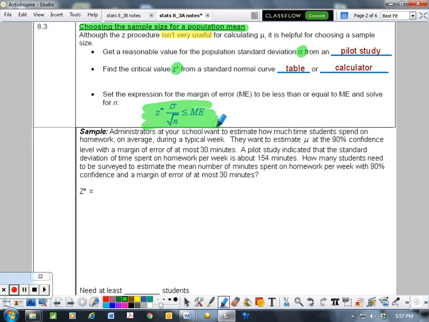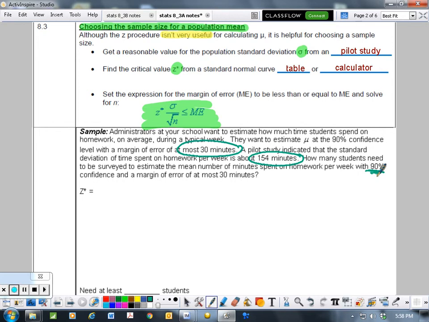So here's our sample problem. Administrators at your school want to estimate how much time students spend on homework on average during a typical week. They want to estimate the mean at 90% confidence level with a margin of error of at most 30 minutes. So here's our margin of error. A pilot study indicated that the standard deviation of time spent on homework per week is about 154 minutes. So now here's our standard deviation. How many students need to be surveyed to estimate the mean number of minutes spent on homework per week with 90% confidence and a margin of error of at most 30 minutes?